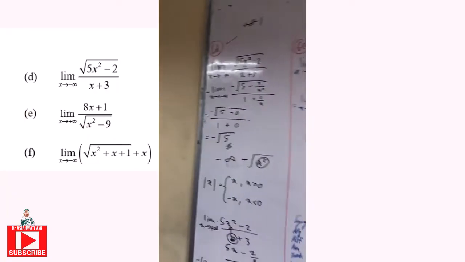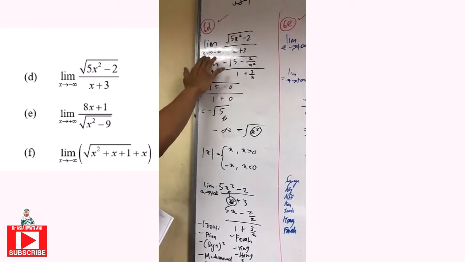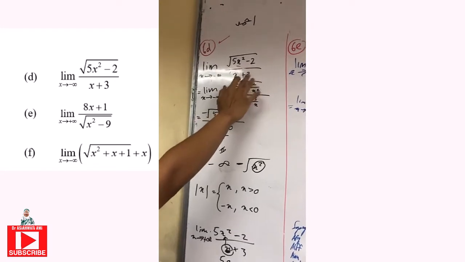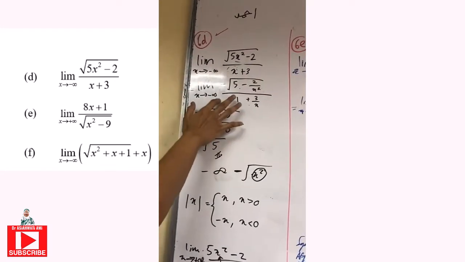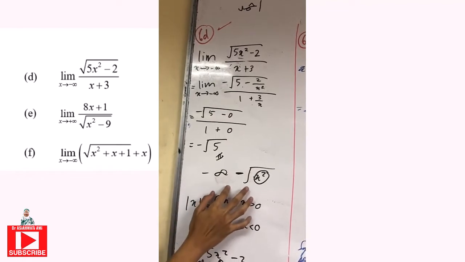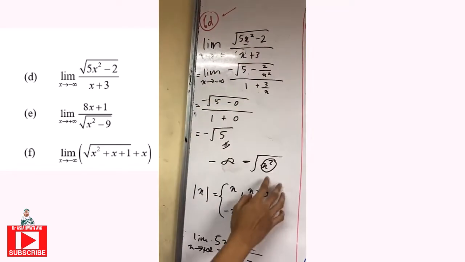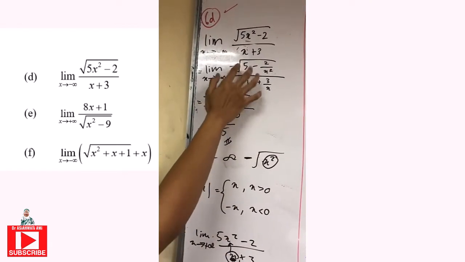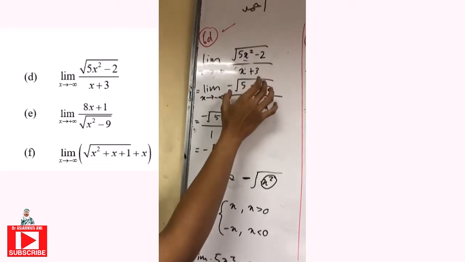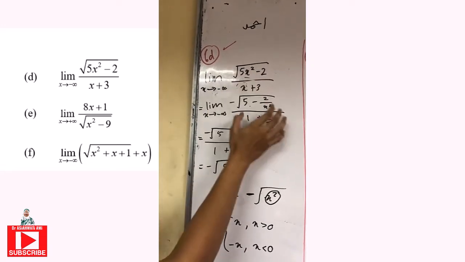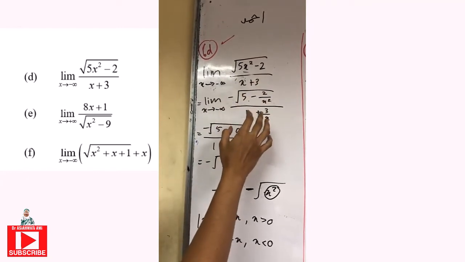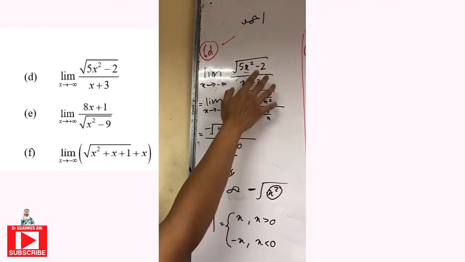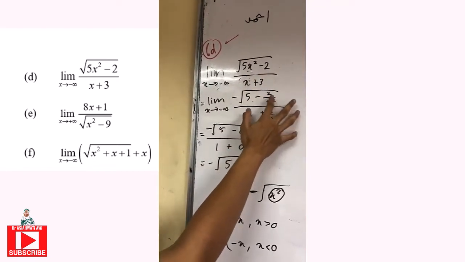So for question 6D, it says the limit as x approaches negative infinity of the square root of 5x squared minus 2, over x plus 3. Because of the negative infinity, okay, we go here, negative infinity, and it meets square root of x squared. So we have to put a negative sign in front of it. So that's why I put the negative sign in front here. And then for the square root case, we have to divide by x to the greatest power. That's why I divide by x squared, and then we will get 5 minus 2 over x squared.